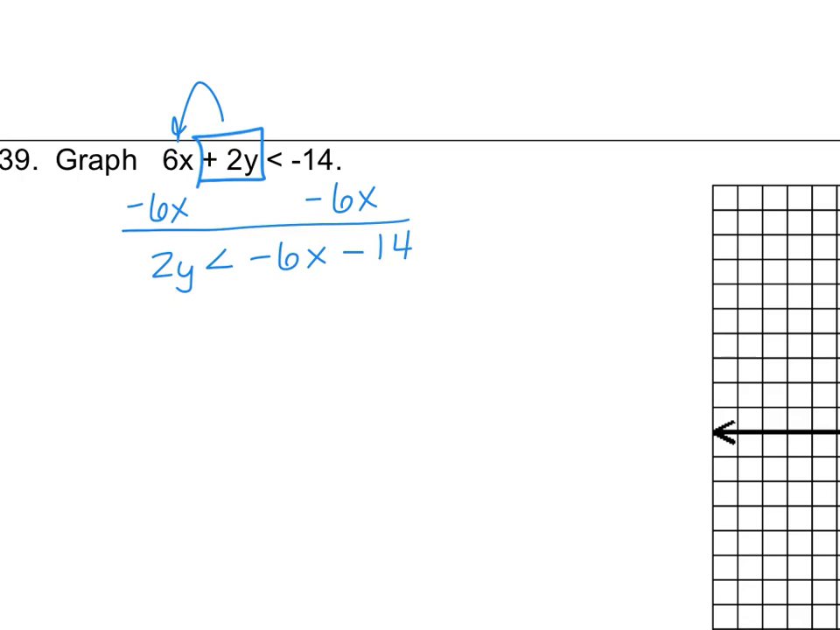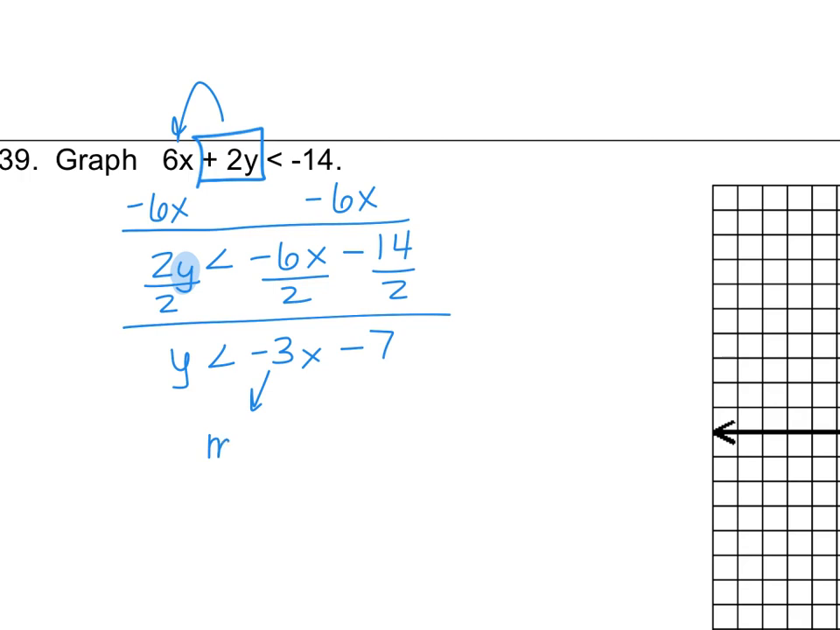And then I still want to focus on getting just y by itself, so we'll divide everything by 2. Since it's dividing by a positive, I don't have to flip the sign. And I get y is less than negative 6x divided by 2, which is negative 3x, and negative 14 divided by 2 gives me negative 7. So that means I've got a slope of negative 3 over 1 and a y-intercept of (0, negative 7).